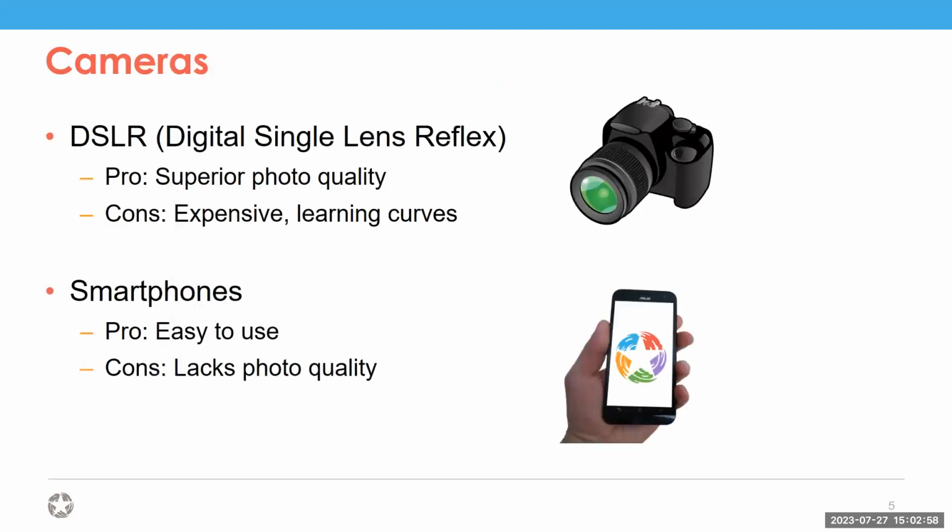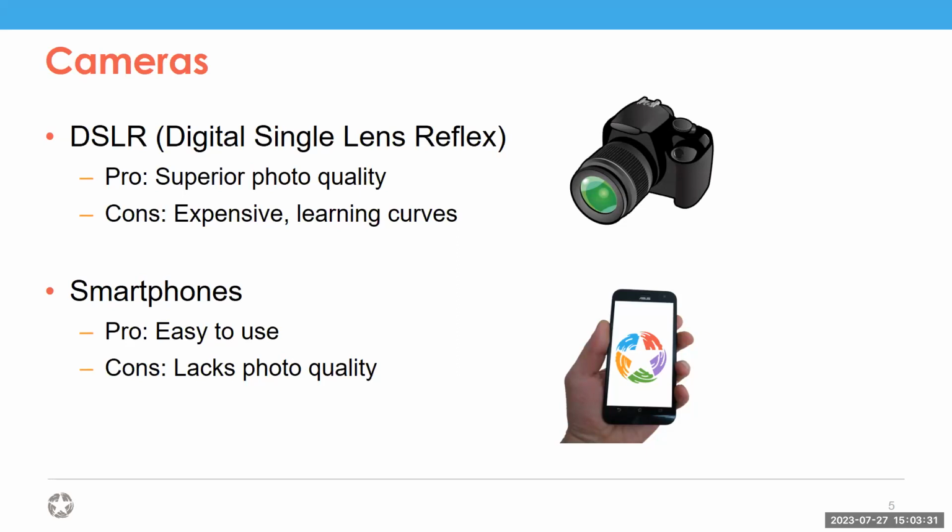So let's go more specifically into our cameras. DSLR stands for Digital Single Lens Reflex. And some of the pros are that it has superior photo quality. So you're working with more pixels. So when you blow up that shot, it's going to look great and not super grainy. But some of the cons is that it is pretty expensive to get a DSLR and they can come with pretty steep learning curves. I've only used a DSLR maybe once or twice, and it was pretty tricky for me to try and use.